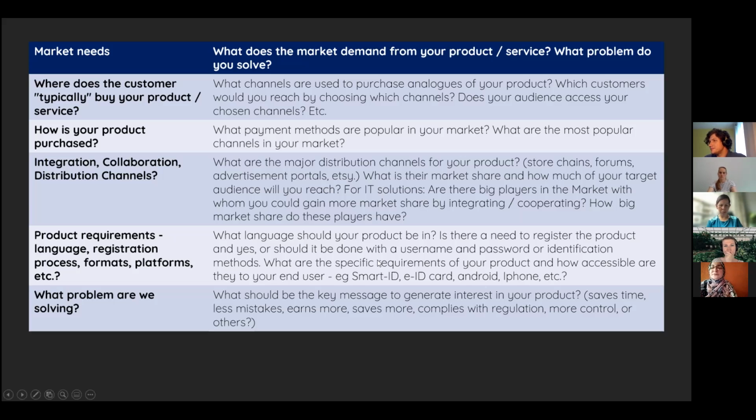Also, maybe product requirements. Should you build it on Android? Should you build it on iPhone? What is also important: for example, in America, the United States, iPhone is the most popular mobile phone.